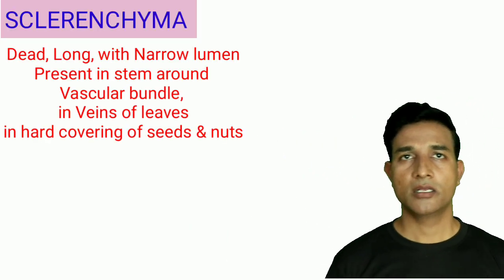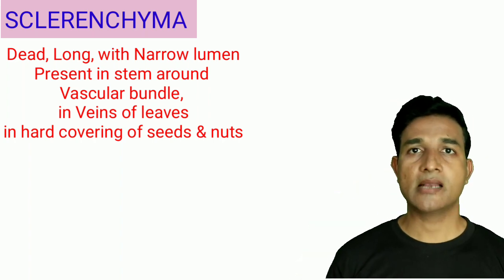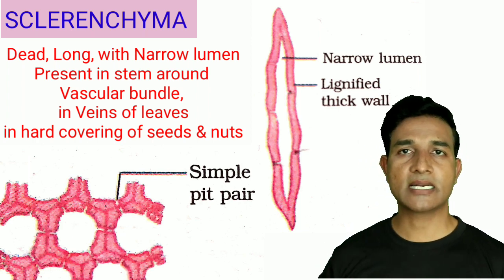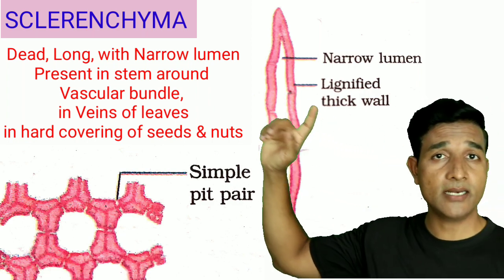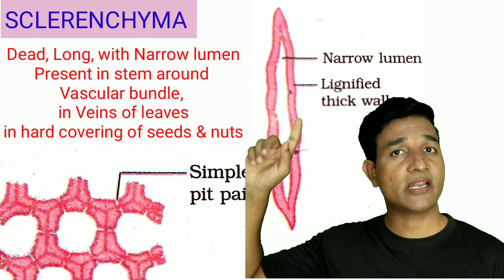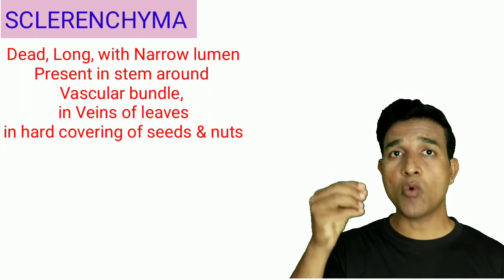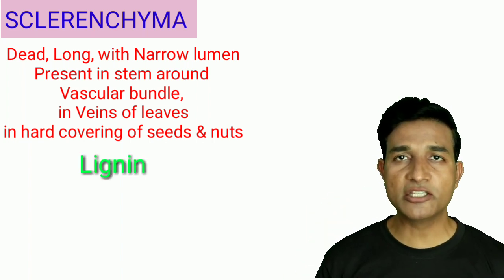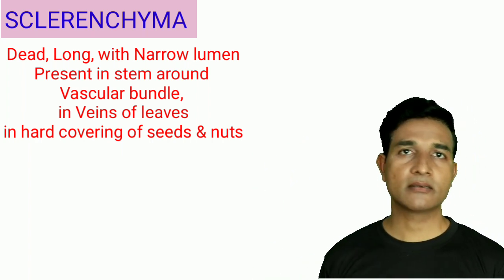The third type of simple permanent tissue is sclerenchyma. You have seen the coconut husk, which is very hard outside, and that coconut husk is made up of sclerenchyma tissue. Let us study the general characters of sclerenchyma tissue. The sclerenchyma tissue is very hard, it's dead, and it has a long and narrow lumen, and the cell wall is made up of lignin, which acts as a cementing material, and due to this there are no intercellular spaces present.